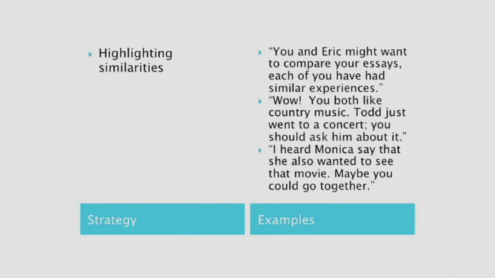Another strategy would be highlighting similarities. So the facilitator might say something like, did you know you and Eric might want to compare your essays? Because you both went to see the Avengers movie last week. You guys should talk about that. Or, wow, did you know you both like country music? Todd just went to a concert. You should go ask him about that. So this is something that you could say to the peer or to the student with ASD as a way to facilitate, model, and prompt some interactions.